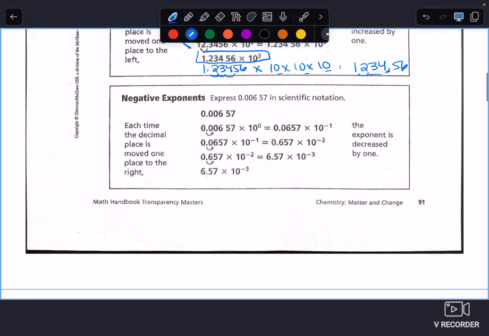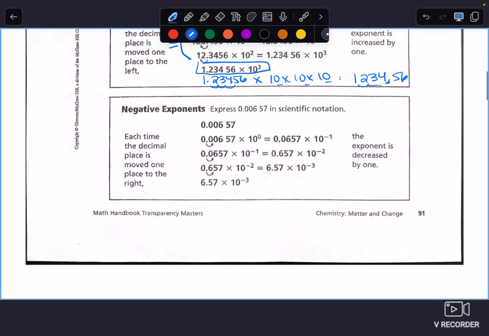Negative exponents make a number smaller. So if you have 0.00657, each time the decimal place is moved one place to the right, so move this to the right one place, we multiply it times 10 to the negative first. So remember, 10 to the 0 is 1. So if we just multiply something times 10 to the 0, it doesn't change. And if we decrease the exponent by 1, that makes the exponent -1. So every time we move the decimal place to the right, we add a negative exponent to 10.